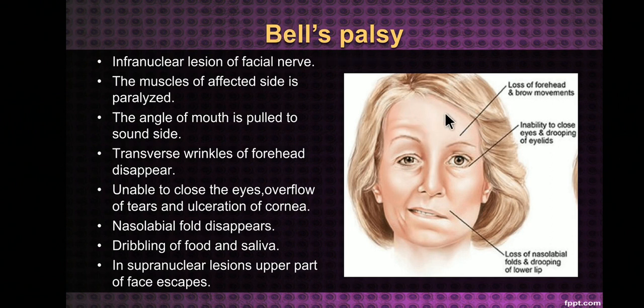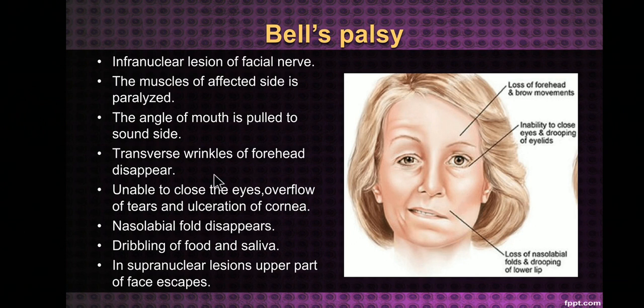In supranuclear lesions, what happens is, if above the facial nucleus in the pons it is cut, since bilateral projection is there, the upper part of the face escapes, that is up to the eye, in supranuclear lesions. But in infranuclear lesions, that is Bell's palsy, one half of the face is completely paralyzed if it is unilateral. So mostly it is unilateral.